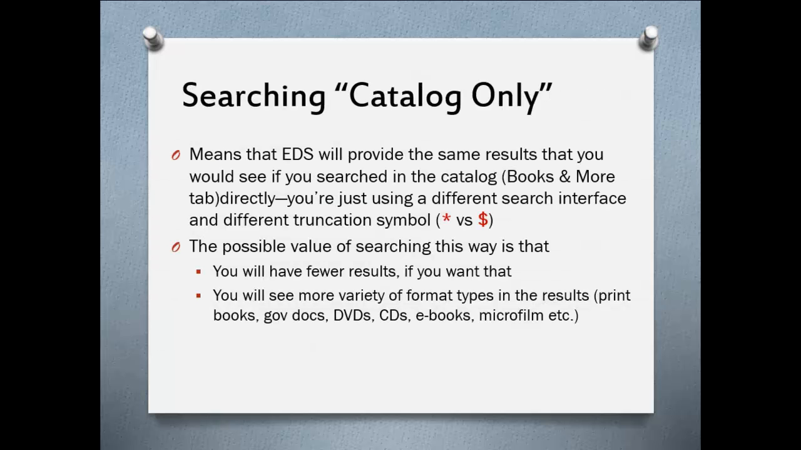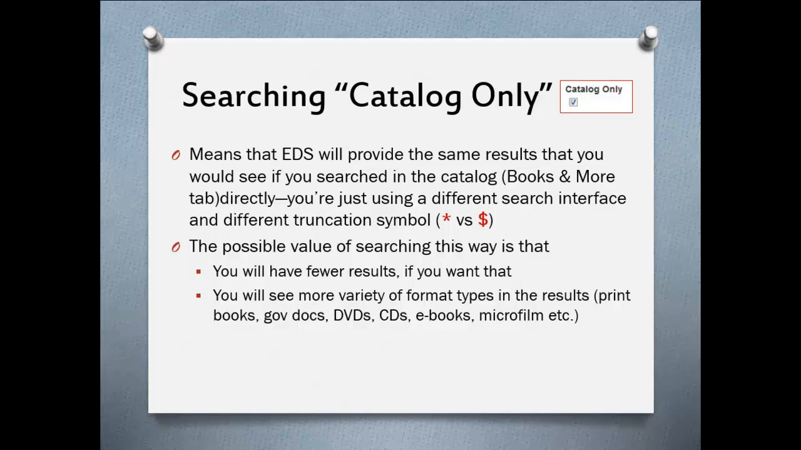If you're searching catalog only, if you've selected that one, it means that EDS will provide the same results that you would see if you searched in the catalog directly. It's like you're really searching in the catalog directly. You're just using a different search interface and a different truncation symbol. So you would be using the asterisk versus the $ sign.